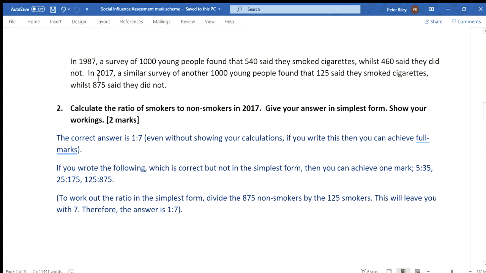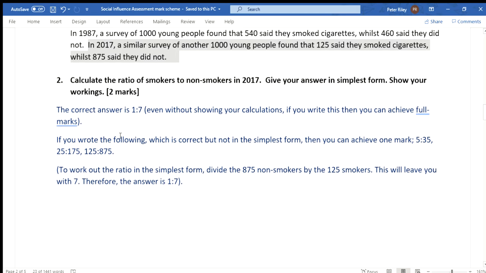So straight away, in this scenario, let's just get rid of that first sentence. We only are interested in these numbers here. So we have a sample of 1,000, and we need to work out the ratio of 125 to 875. Well, the correct answer is 1 to 7. So without showing your calculations, if you have written 1 to 7, then you will score the full 2 marks, even though it does say show your workings.